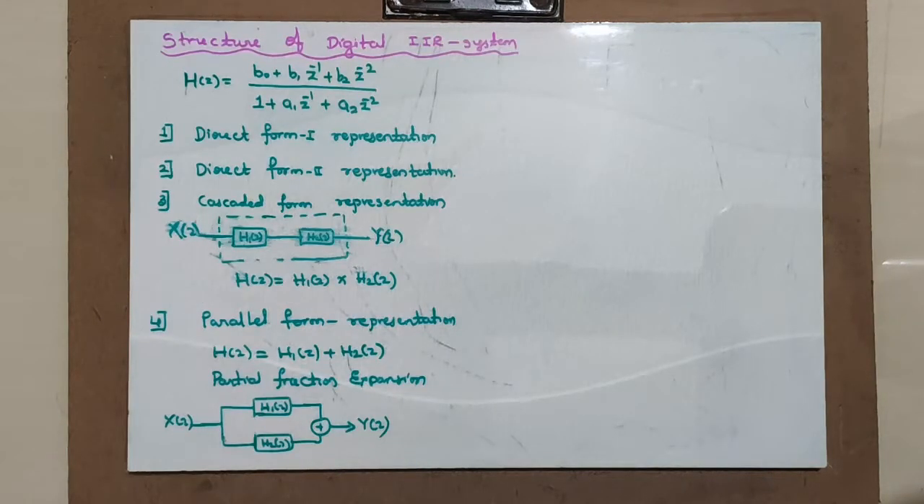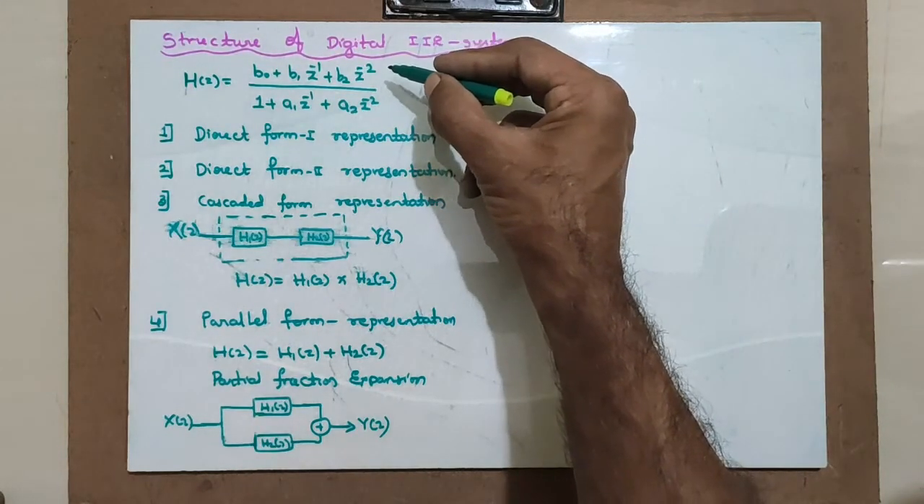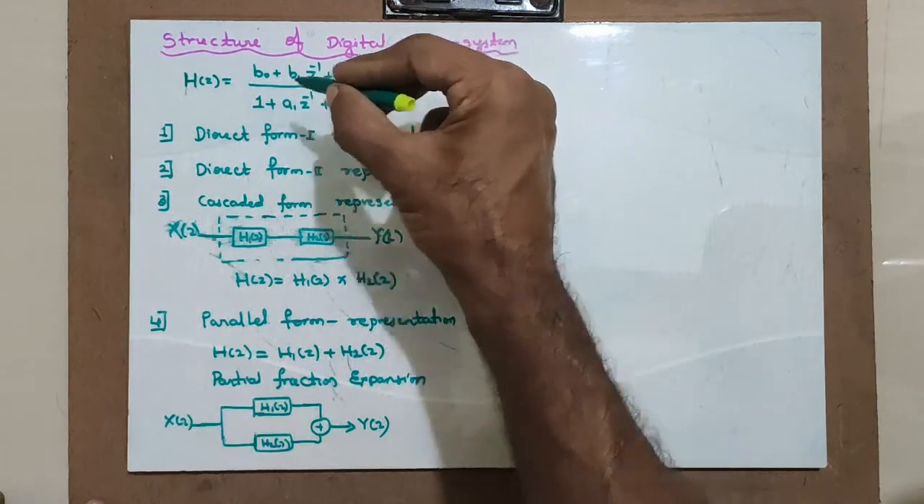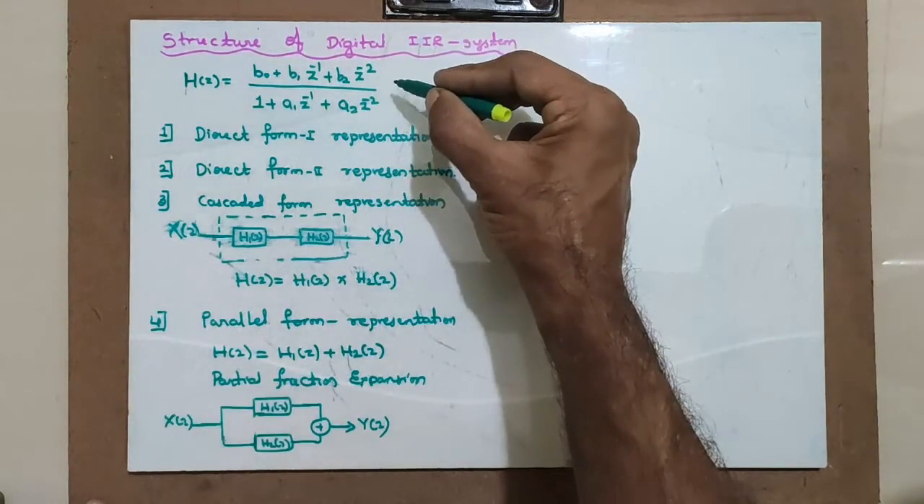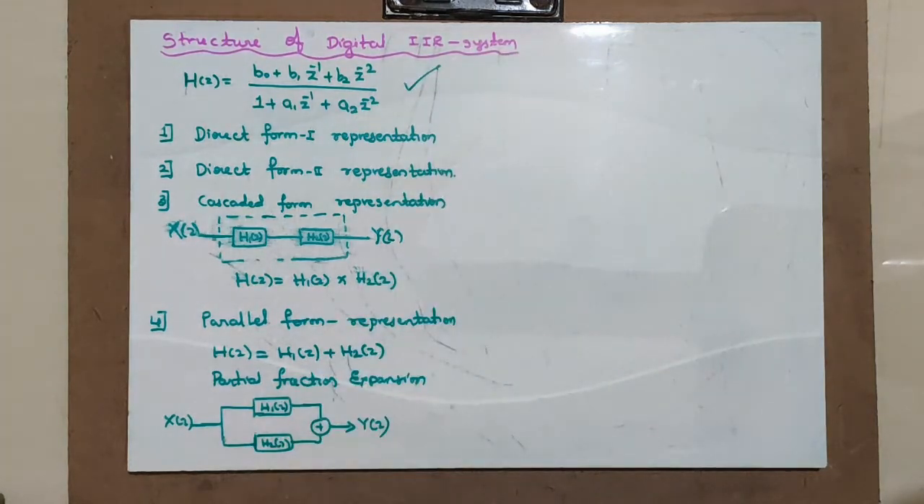Continuing, we will see what are the different types of representations for digital IIR systems. Already in the previous board you have come across that H(z) is represented as (b0 + b1 z^-1 + b2 z^-2 + so on) divided by (1 + a1 z^-1 + a2 z^-2 + so on). That means a ratio of two polynomials.